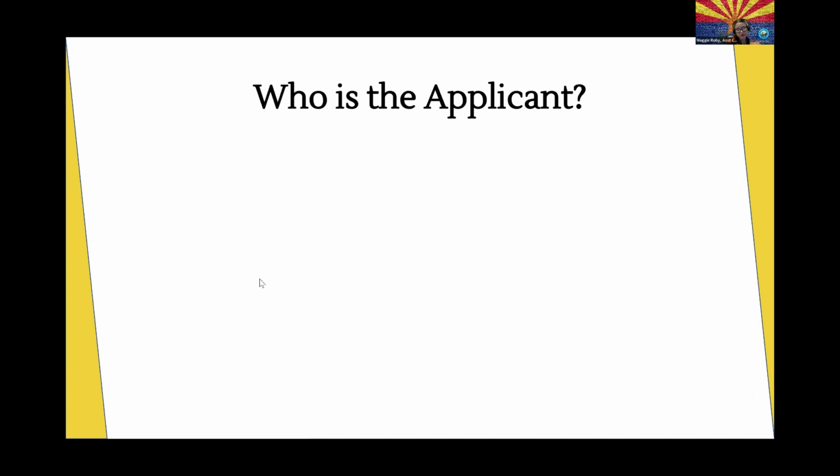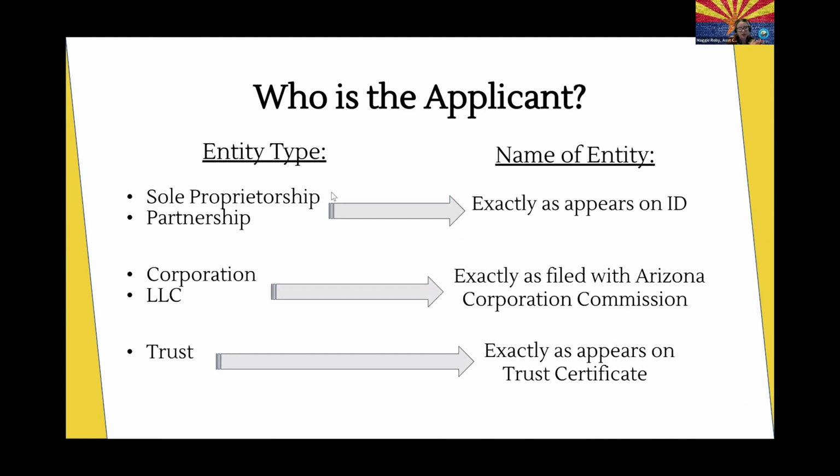So when you are filling out your application, the first thing you're going to need to determine is who the applicant is. There are a couple of different entity types that you can apply as, things like a sole proprietorship or an LLC, and you need to apply in various ways depending on the entity type. If you're applying as a sole proprietorship, your entity name needs to match your name as it appears on your government ID. For anything else, such as corporations or LLCs, you'll want to make sure that your name matches exactly as you filed it with the Arizona Corporation Commission.